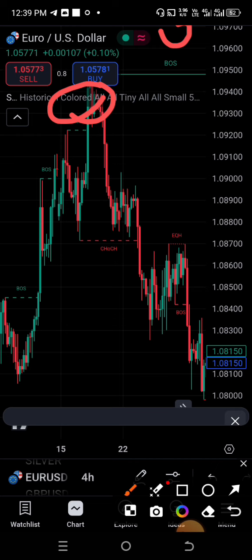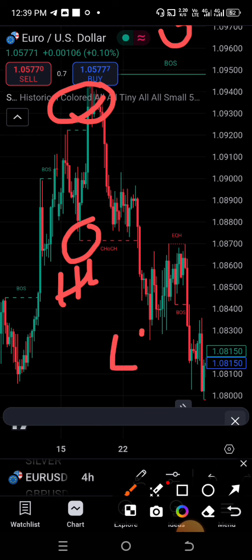Instead of producing another higher high, the market went and broke the previous higher low that was here. This one is a higher low. Instead of the market producing a higher high, the market failed to do that and broke the previous higher low in order to produce what we call a lower low, LL, somewhere around here. You can see.